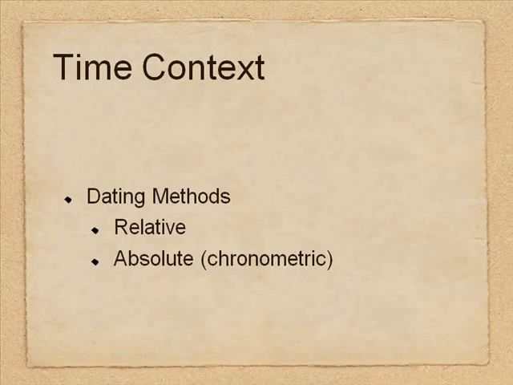And the problem is with many of these absolute dating techniques, we have to destroy the artifact to do the date. So it can be a little problematic, but you have to kind of suffer the loss if you want to get this time context set. Some other ones that are used are potassium argon dating.